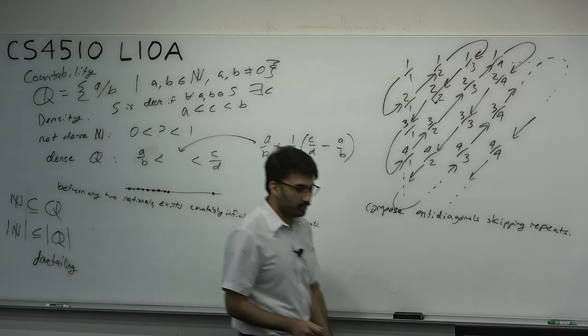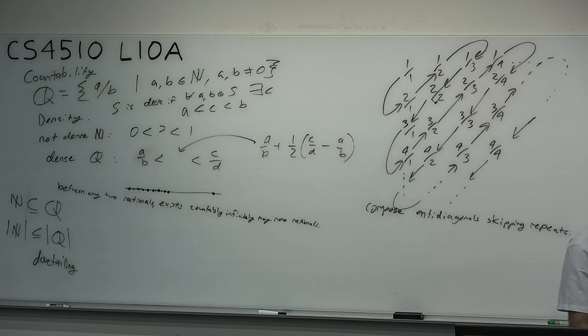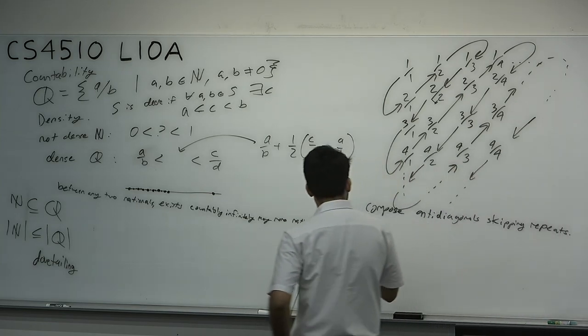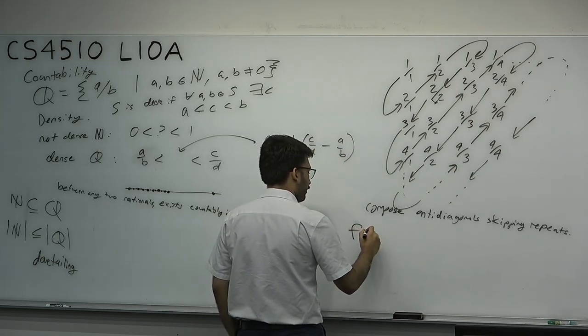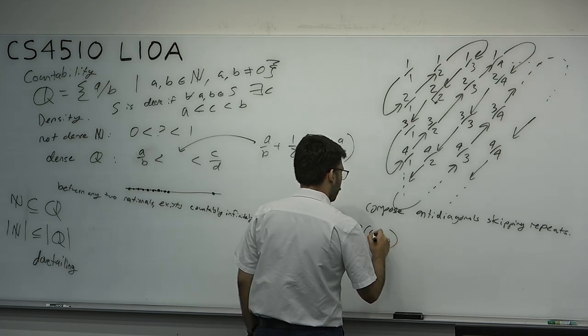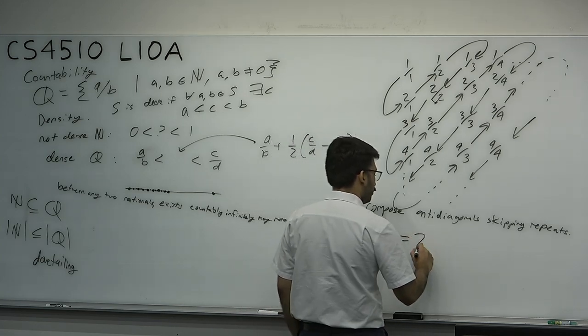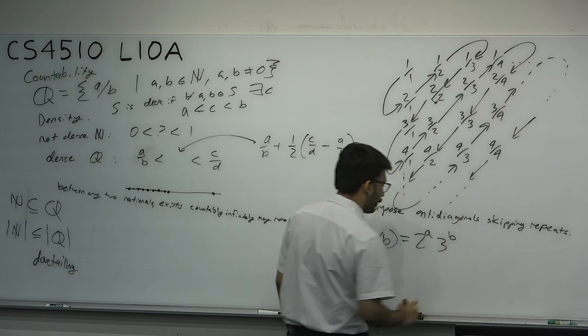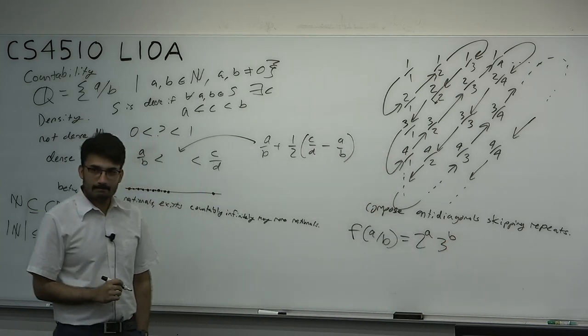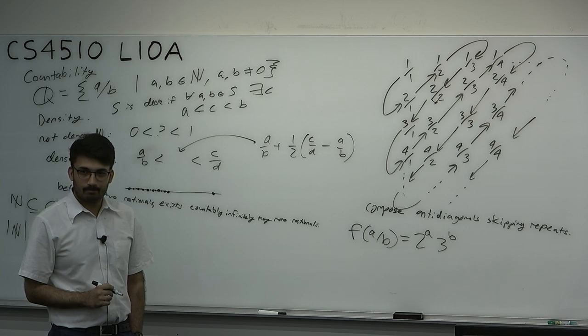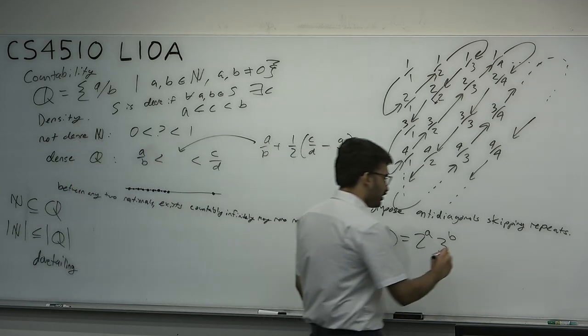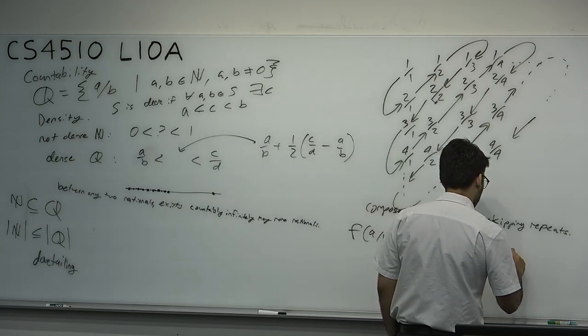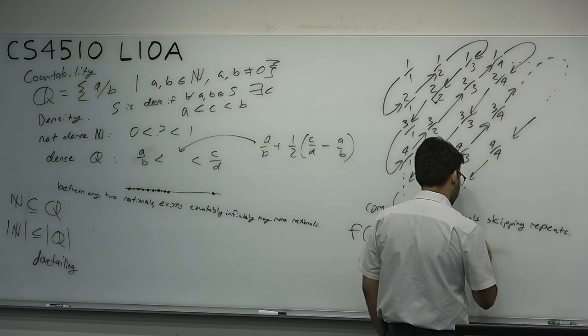Actually, I'll give you another proof immediately. Consider the function f of a over b equal to 2 to the a, 3 to the b. Okay? Yeah. This is certainly surjective. Actually, it's bijective.